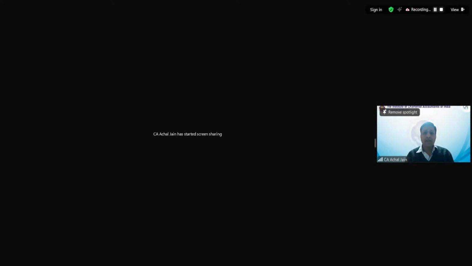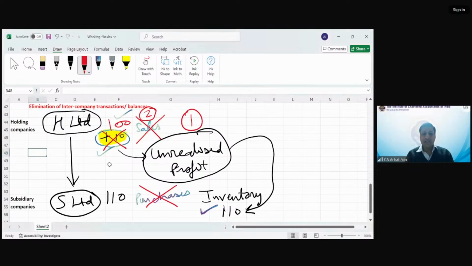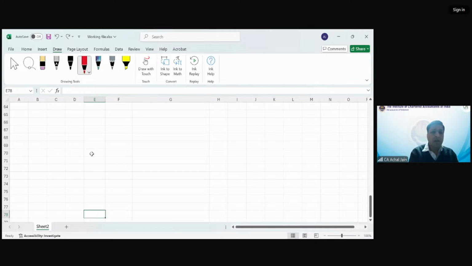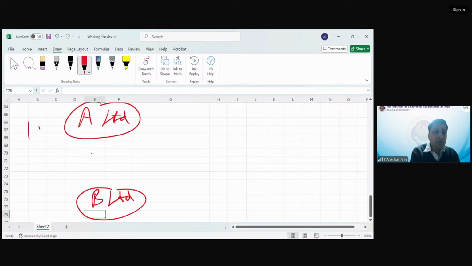Now, in the given example, when you eliminate this, so now when A is selling to B goods worth 180 or 200 lakhs, who would have recognized this gain of 20 lakhs? Who would have recognized this gain of 20 lakhs? Can you tell me? A Limited.